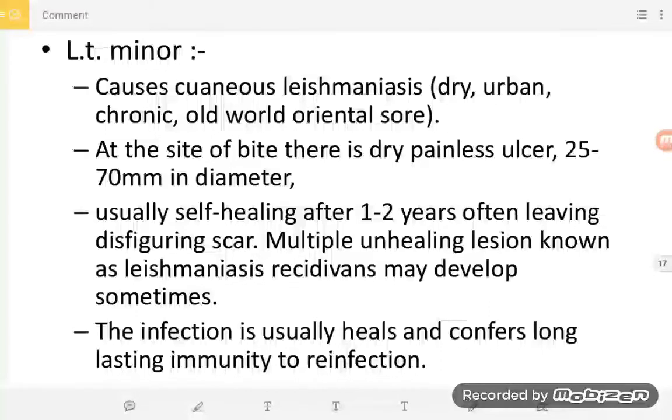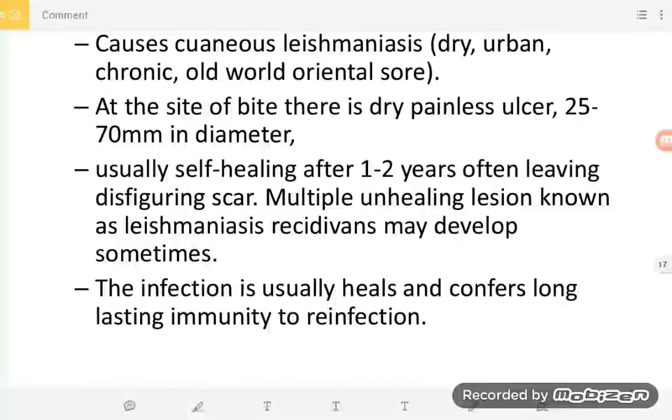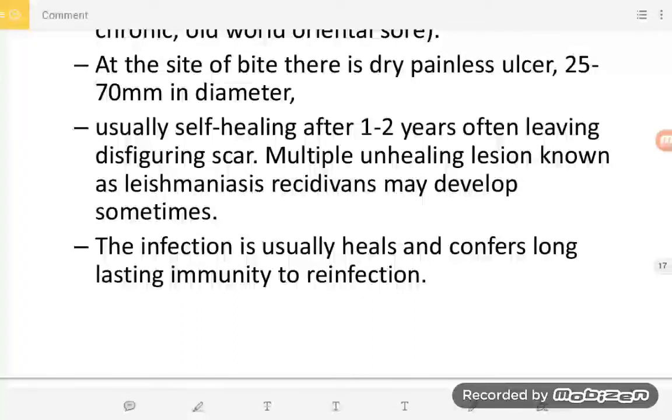So multiple non-healing lesions may sometimes develop in Leishmaniasis patients. No need to note that point. The infection usually heals and confers long-lasting immunity to reinfection. So here also it will heal automatically, right?